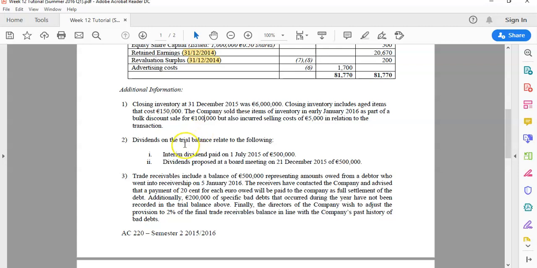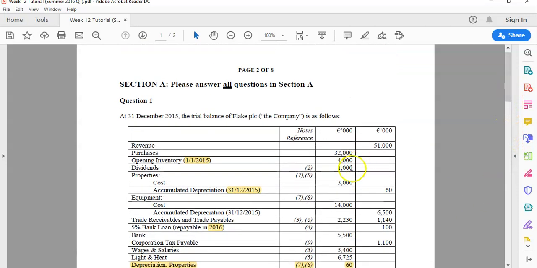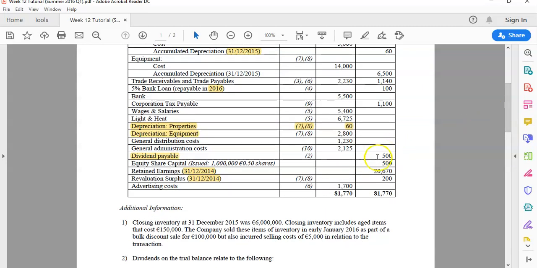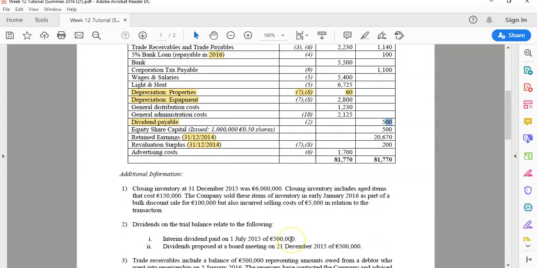What you're told here, dividend in the trial balance relate to 500 dividend paid and 500 dividend proposed. So that is why the million is up here, the two of them added together. And that is why only 500 is on the credit side here, because the 500 that was paid in July would have been credit bank. So that's going to be IAS 10. That deals with dividends and how you account for them.